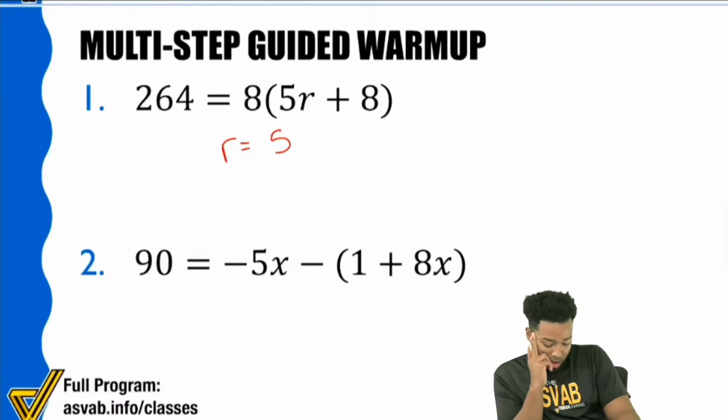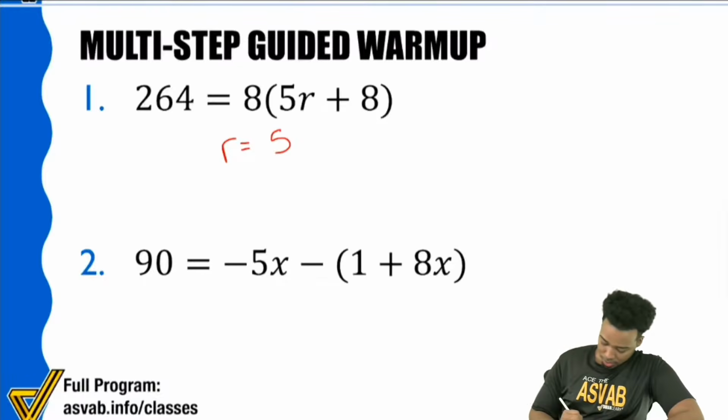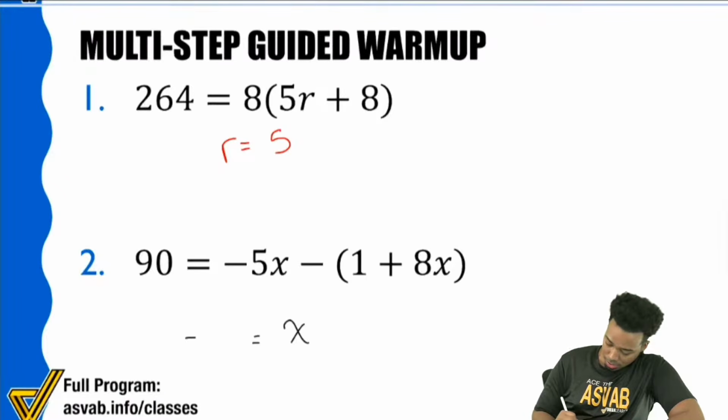And then this one over here, I'm going to distribute. So we'll have -13x minus 1. So that's going to be plus 1, so 91. So 91 divided by -13, whatever that is. What's that going to be? 2 more than 5, so 7. So that's going to be right there, x equals -7.